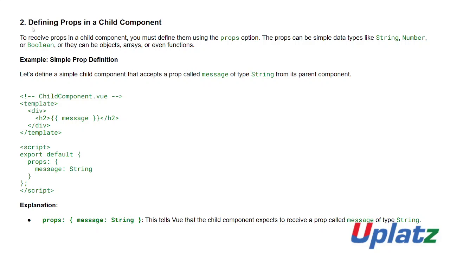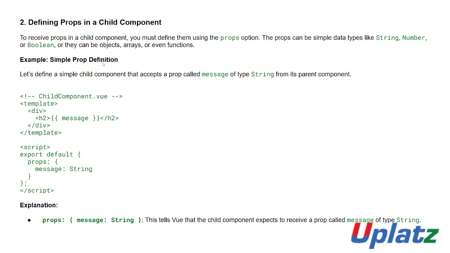Number two, defining props in the child component. To receive props in a child component, you must define them using the props option. The props can be simple data types like string, number, or boolean, or they can be objects, arrays, or even functions. So a prop can be anything.